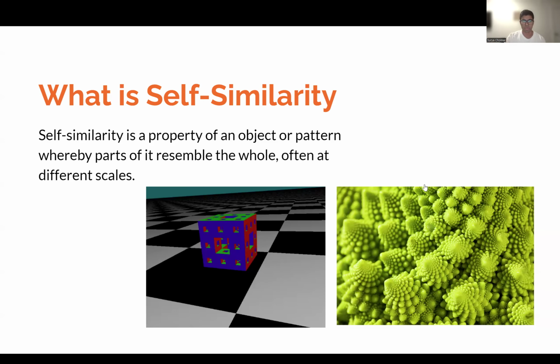So now that we know and understand what a fractal is, let's look at the broader group of things, which is self-similarity. So self-similarity is a property of an object where each part of the object resembles the whole. Generally, this also includes multiple sizes. So let's look at two examples here.